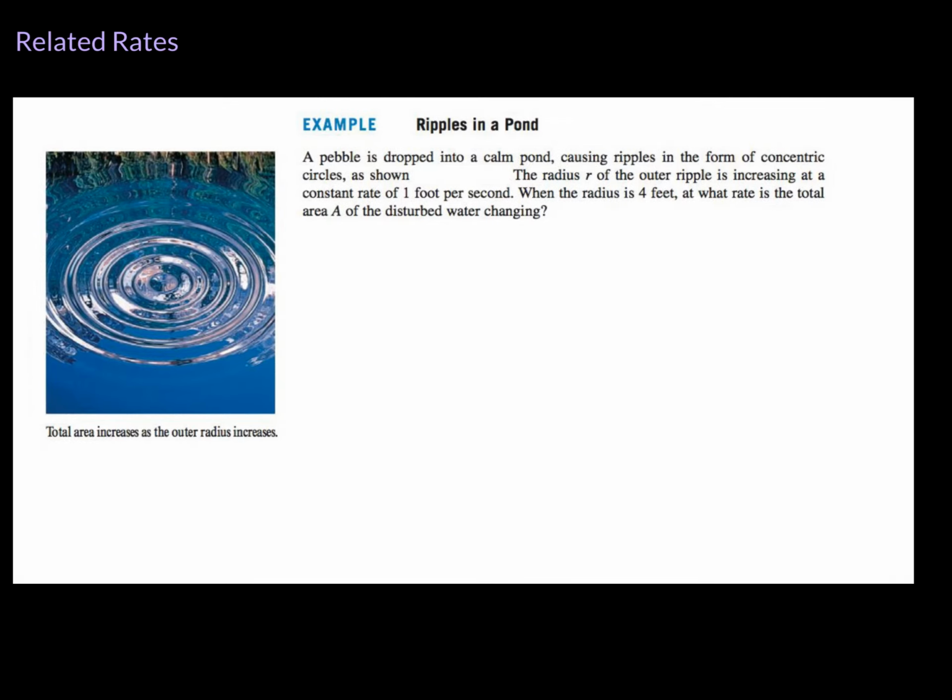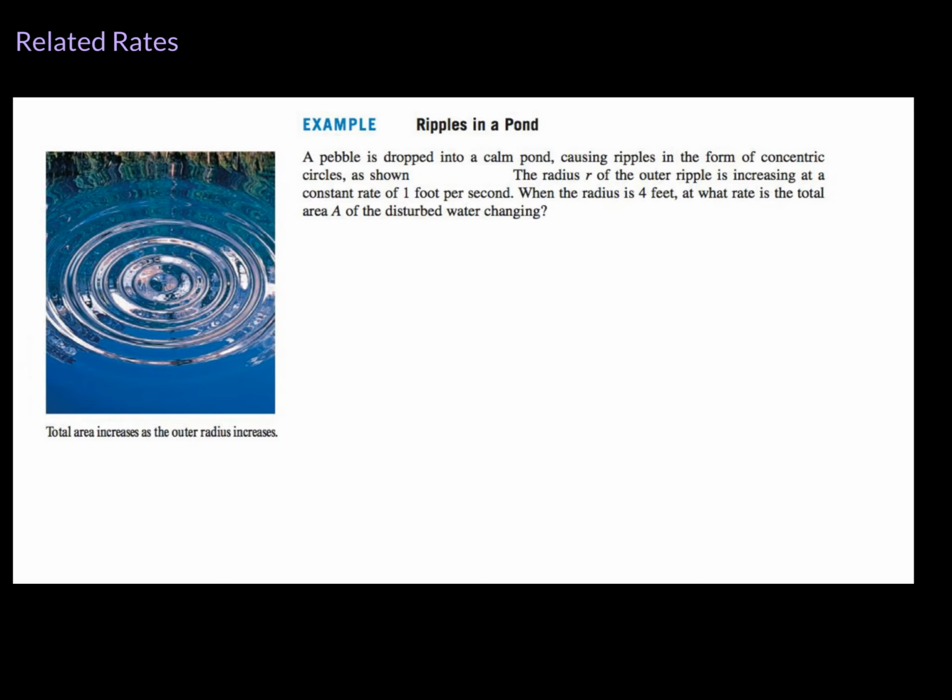We have a pebble is dropped into a calm pond, and it causes ripples in the form of concentric circles, as we mentioned. That's just blank because it mentions what figure number it is, but I got rid of it. It doesn't apply to our video. The radius r of the outer ripple is increasing at a constant rate of 1 foot per second. That makes sense with what we just said, right? The radius keeps getting bigger and bigger as time goes by. They're asking when the radius is 4 feet, at what rate is the total area of the disturbed water changing?